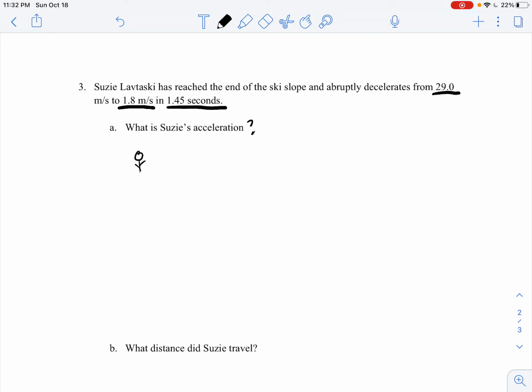So here we have our person traveling on skis. They begin by moving at a rate of 29 meters per second. We'll say this is at our time of 0 seconds. 1.45 seconds later, this person is going to be traveling at a much slower rate, at a velocity that is only 1.8 meters per second. This happens 1.45 seconds later.